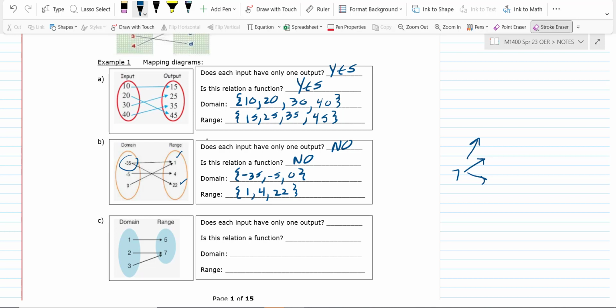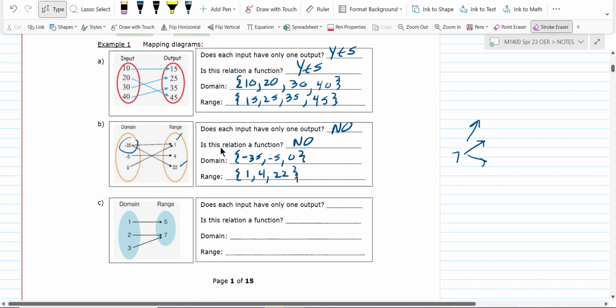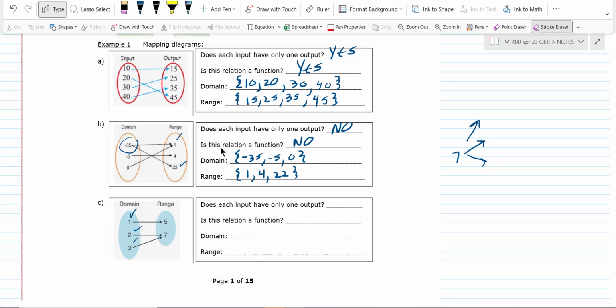Okay, and then the last example, does each input have only one output? 1 goes to 5, 2 goes to 7, 3 goes to 7. It's okay that both the 2 and 3 go to the same output. So this is a function. Every input has exactly one output.